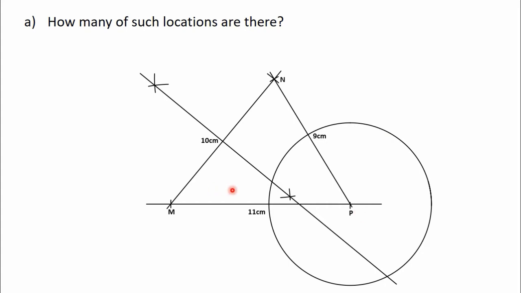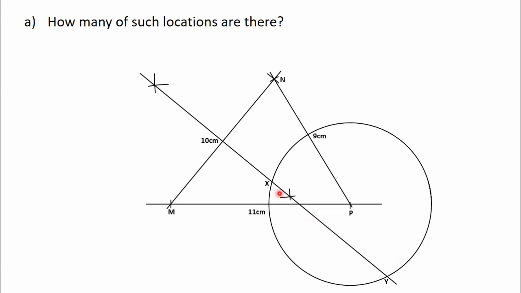We can see that the first locus, which is the perpendicular bisector of the line MN, and the second locus, which is the circle, intersect at 2 points. The first one is here, and the second one is here. Let's call the first one X, and the second one Y. These 2 points will give us the possible locations for the market. This is because at these 2 points, both conditions for selecting the location of the market are satisfied.